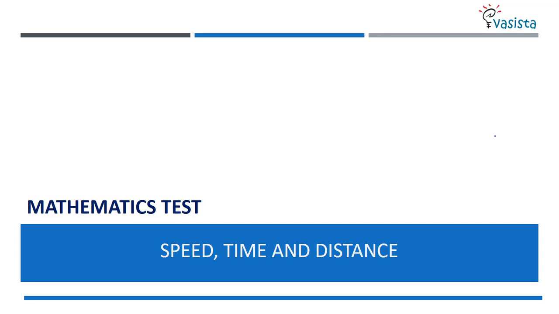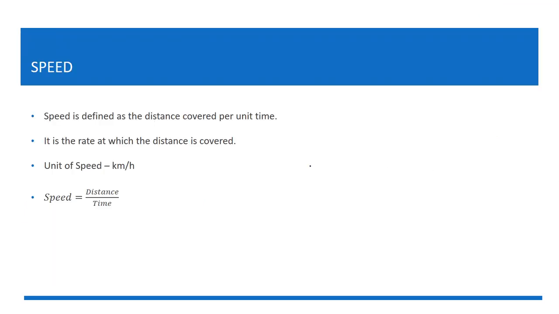In this video, you are going to learn the concept of speed, time, as well as distance. Let us check it out. What exactly is speed? Speed is defined as the distance covered per unit time. So the distance covered per unit time is called speed.